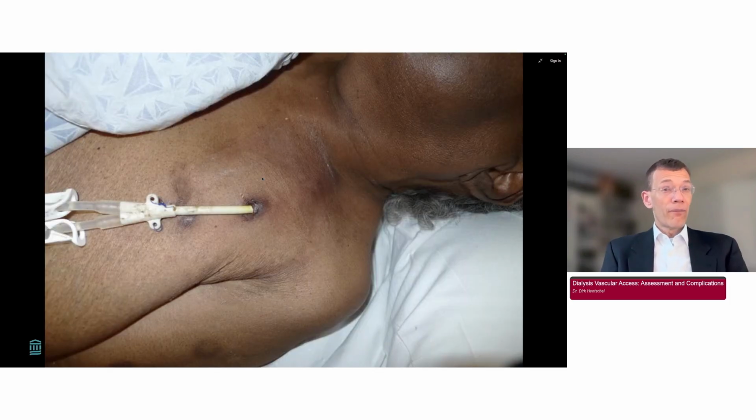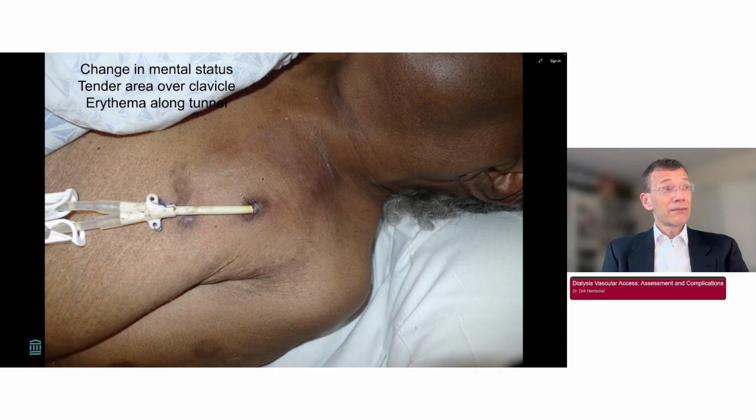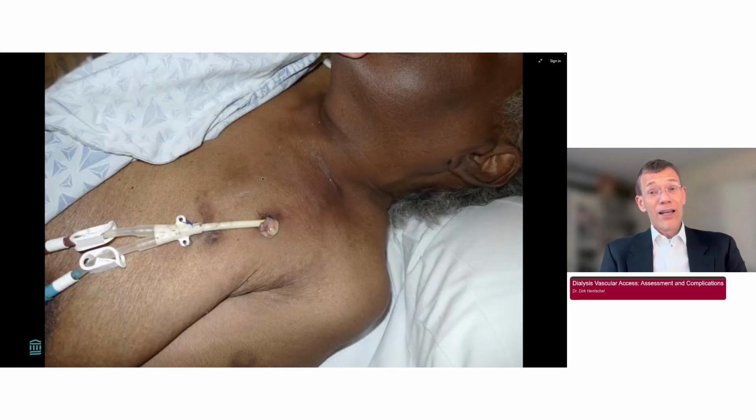This here is a little different. This patient presents with a change in mental status. There's tenderness along the tunnel, like where the clavicle is, and you may appreciate the erythema that is along the tunnel. And so if you now massage that tunnel towards the exit site, you can often, because the cuff is not sealing effectively anymore between exit site and tunnel, put the pus out. That's an empyema, basically, in a preformed space, and there's not much you can do but to take it out.